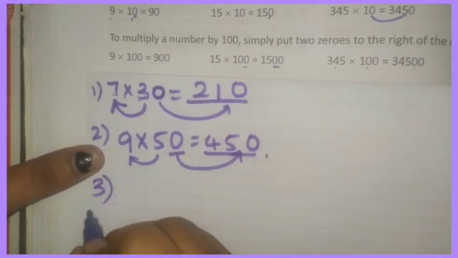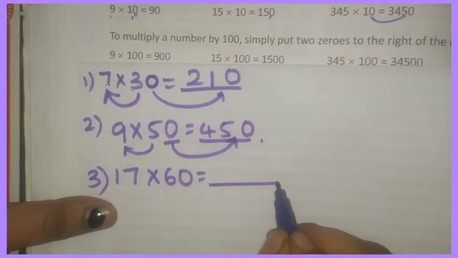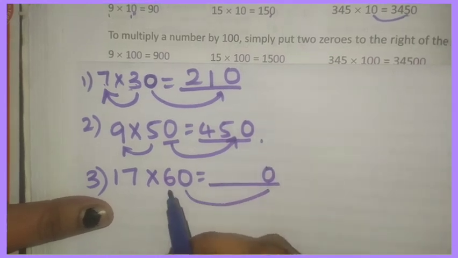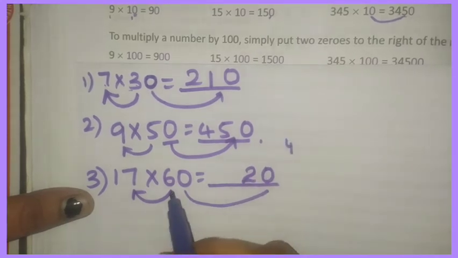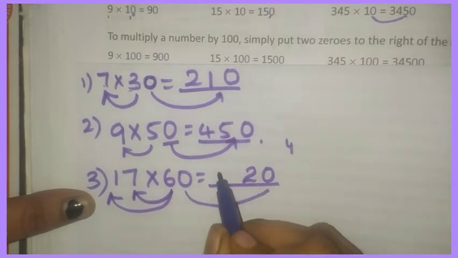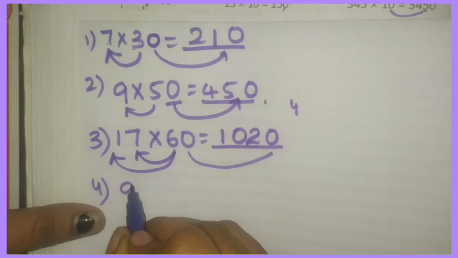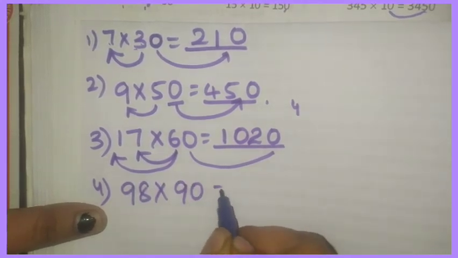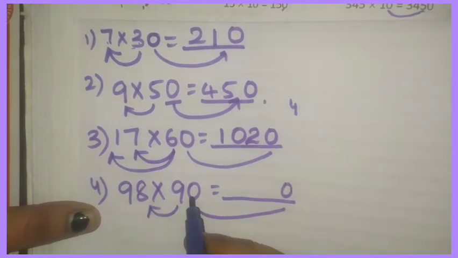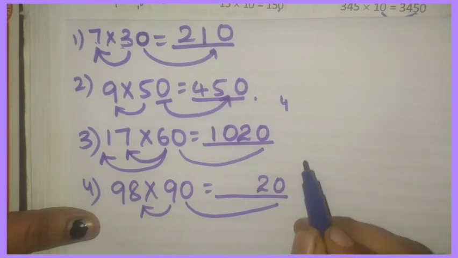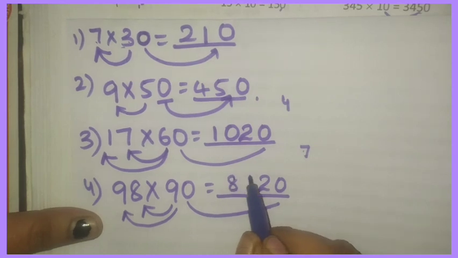For example, 17 into 60 is there. We'll keep 0 here as it is and 6 sevens are 42. 2 here, 4 carry. 6 ones are 6. 6 plus 4, 10. Now one more example. 98 into 90 is there. We'll write this 0 here as it is and 9 eights are 72. 2 here, 7 taken as carry. 9 nines are 81. 81 plus 7, 88.